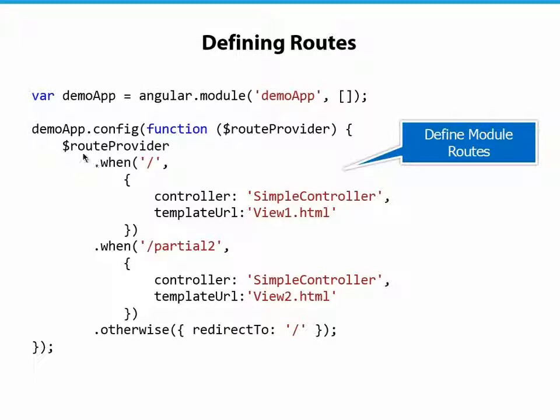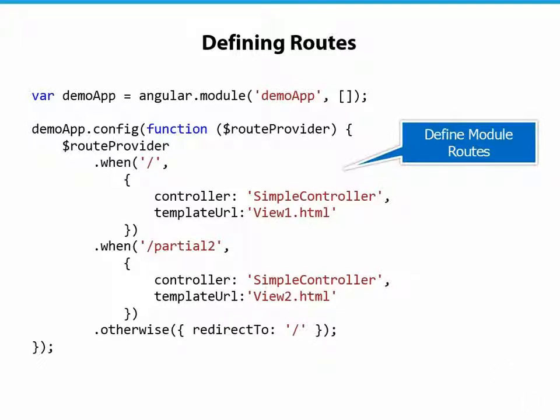So in this case, we're going to say, hey, the route provider, when the route is just a slash, the root, we want to use simple controller with view1.html. When the route is /partial2, we want to use the same controller in this case, but you could certainly do a different one, with template URL of view2. Now the template URL, you might give it a folder where these partials live, and I actually like to call my folder partials, but you don't have to. And then otherwise, if it doesn't meet any of those routes, we're going to redirect back to the root, which ultimately goes back up to here, and we would load view1.